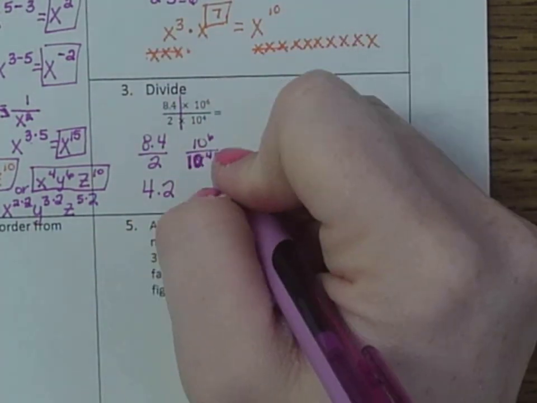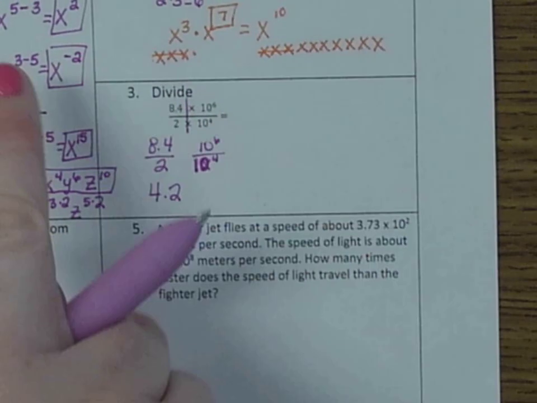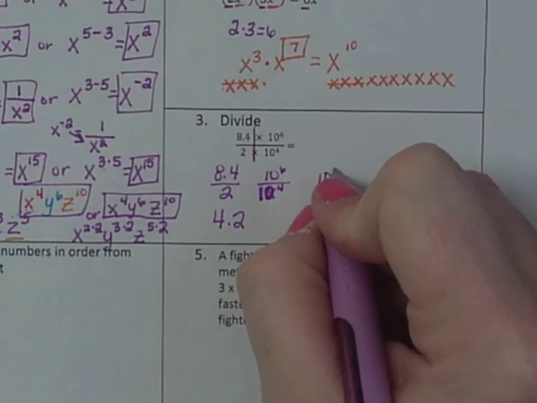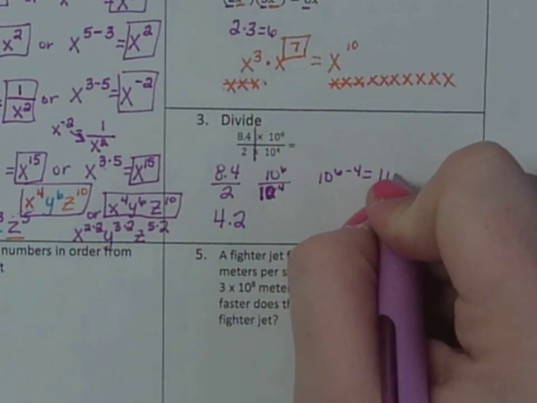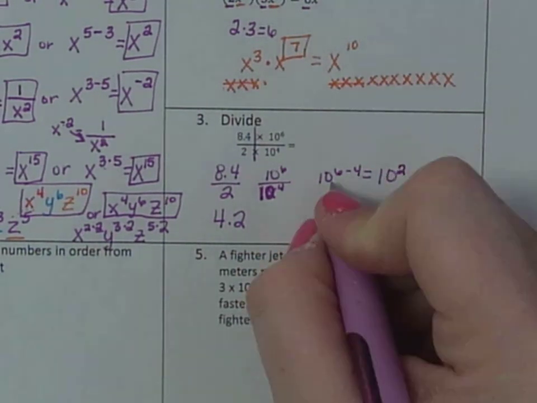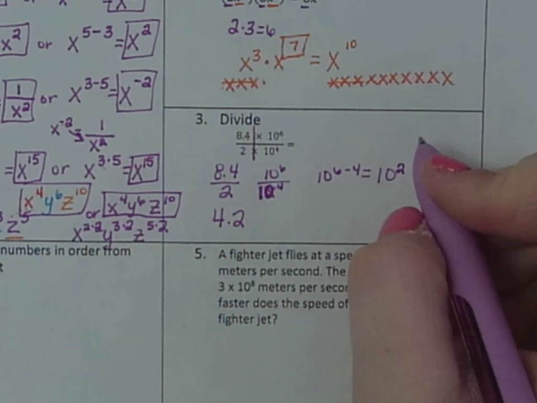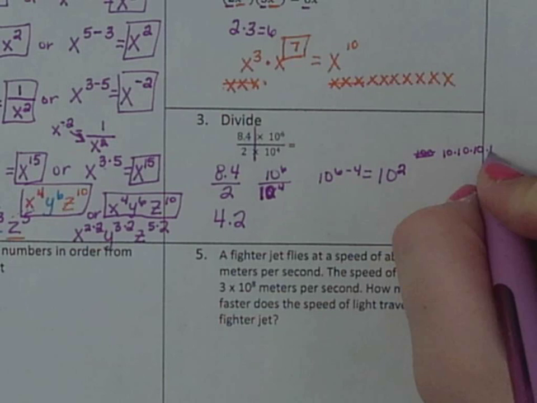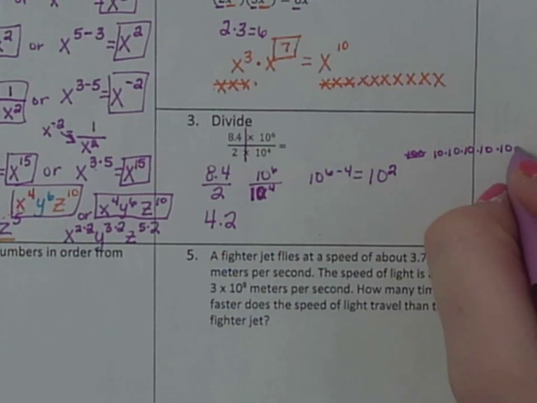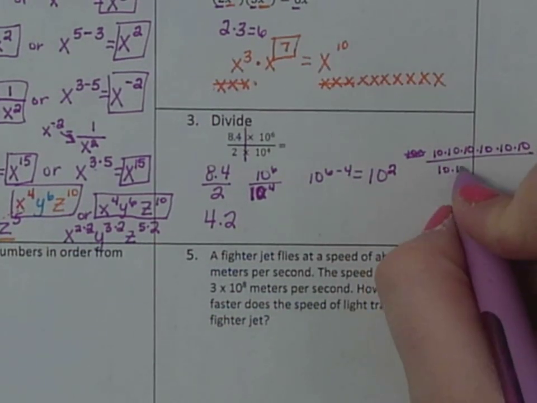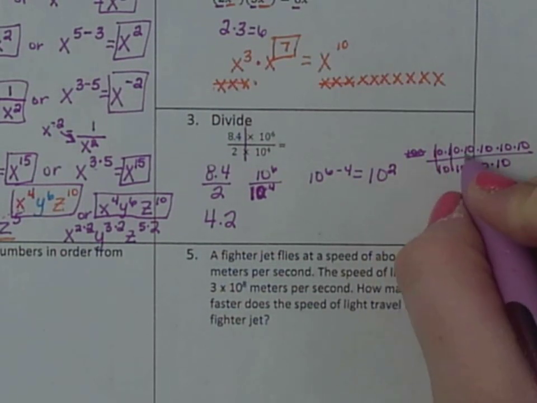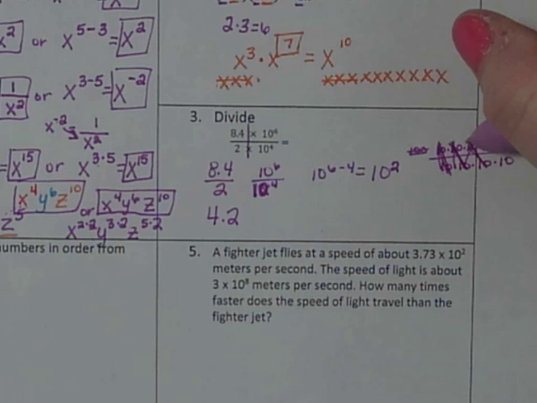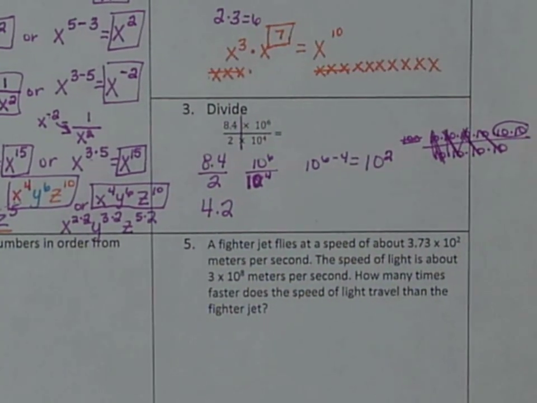And then if I have 10 to the 6th divided by 10 to the 4th, remember this rule that we did right here in both of those spots? You could do 10 to the 6 minus 4, which equals 10 to the 2. 6 minus 4 is 2. Or you could expand it out. 1, 2, 3, 4, 5, 6 over 1, 2, 3, 4. Oops. And I'm left with 10 squared.